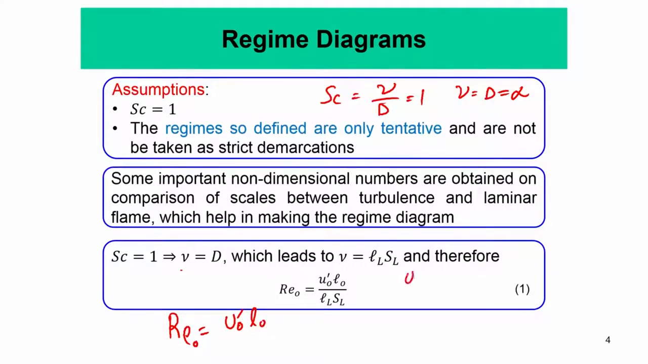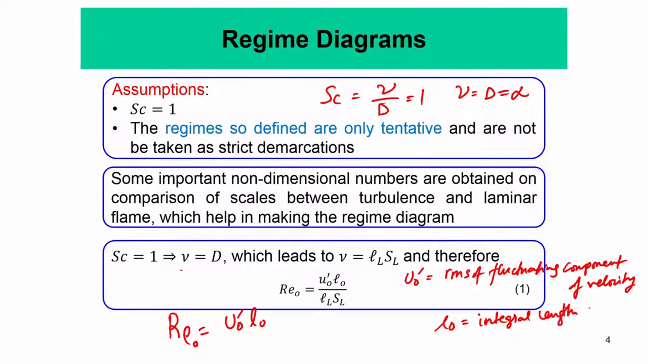So U0 prime is the RMS of the fluctuating component of velocity, and L0 is the integral length scale. If you have any questions, you can go back to the previous notes of turbulent flows where we defined all these properties.